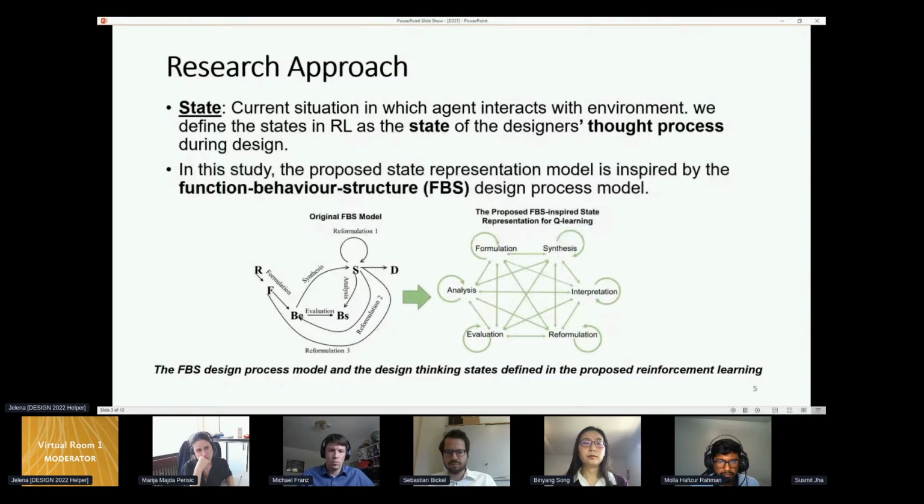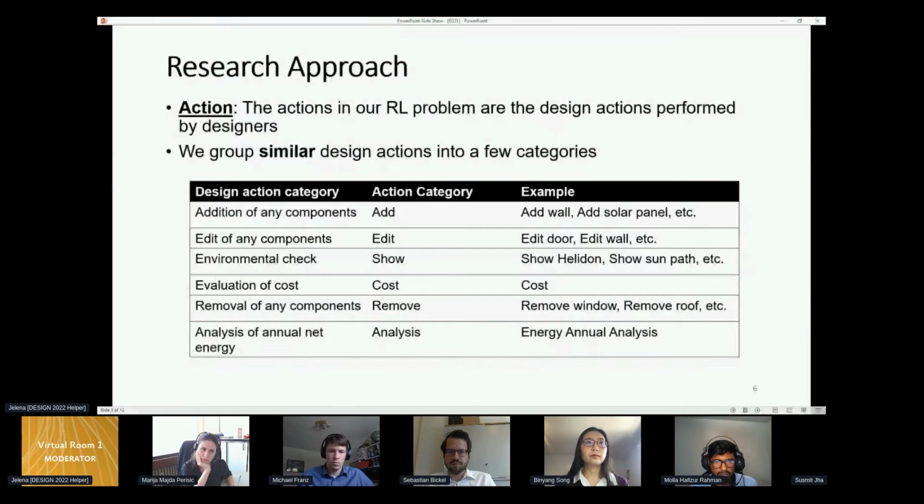The proposed state representation is inspired by the function behavior structure design process model. The left figure here shows the original FBS model, and the right figure shows our proposed FBS-inspired state representation. The actions in our RL problem are design actions performed by designers.